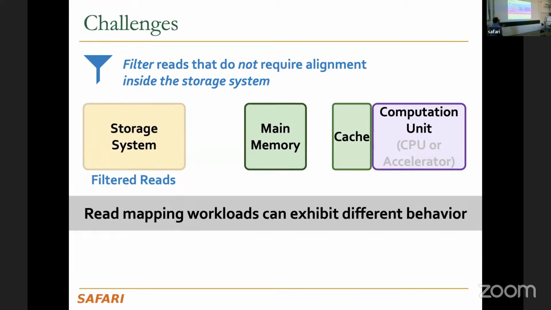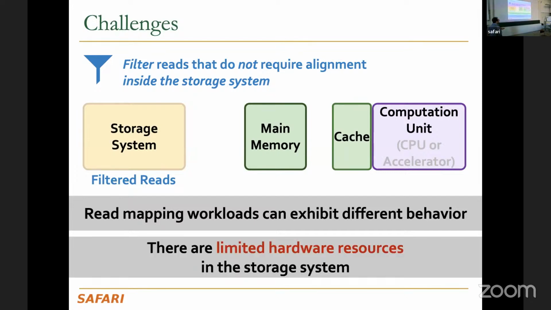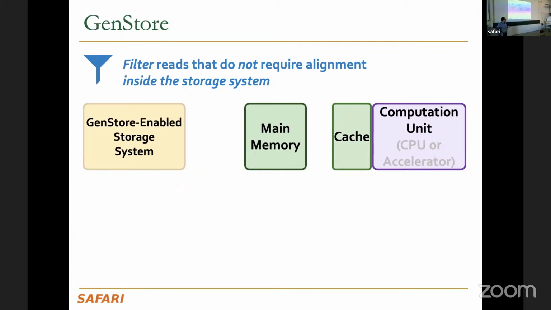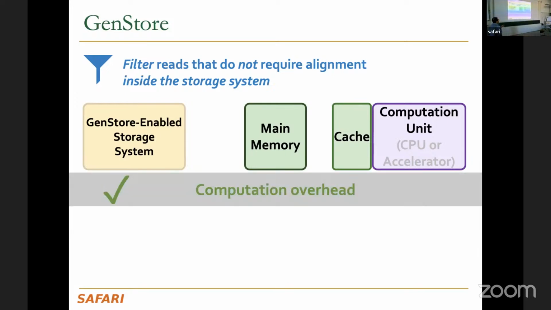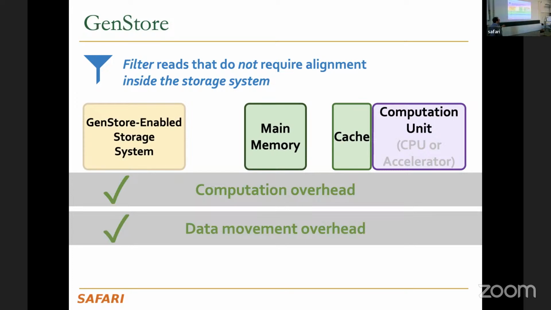So, but it's actually, it has some challenges. So we want to do it inside the storage, but it has some challenges. Read mapping workloads can exhibit different behavior, and also there are limited hardware resources in the storage system. So by addressing all these challenges, we propose GenStore that filters reads that do not require alignment inside the storage system, and that provides a good computation overhead as well as data movement overhead.